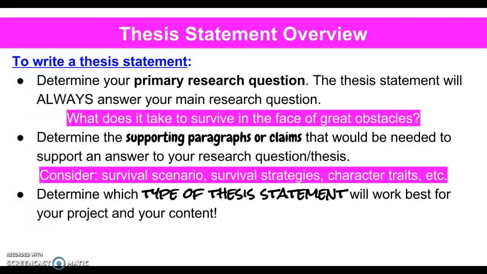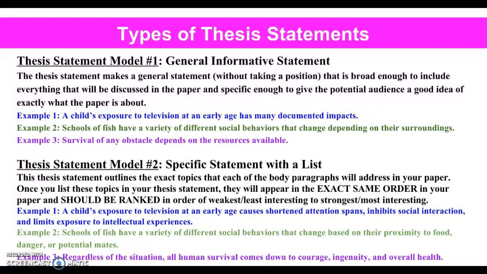And the last thing that you need to do is you need to determine the type of thesis statement that will work best for your project and your content. For what we're going to talk about, we're going to address 5 different types of thesis statements. There are more types of thesis statements. However, for this, we're going to stay focused on these. The first thesis statement type is a general informative statement. And really what it does is it's a broad statement that is going to cover anything that's discussed in the paper. There are 3 examples there. Please pause the video now to read the examples.